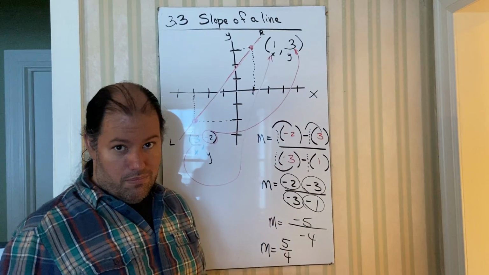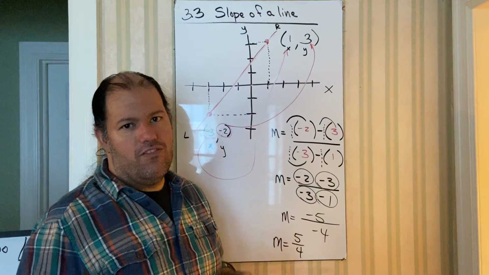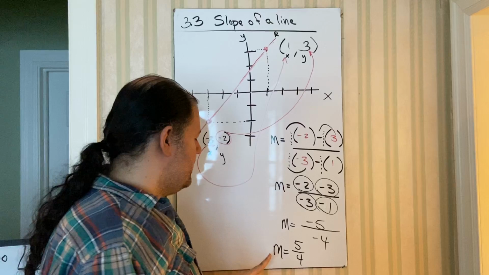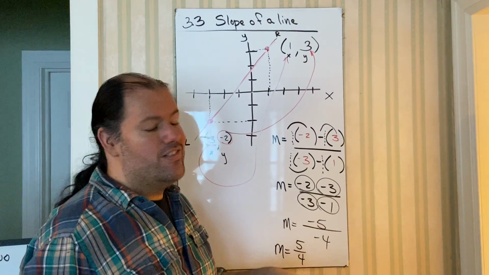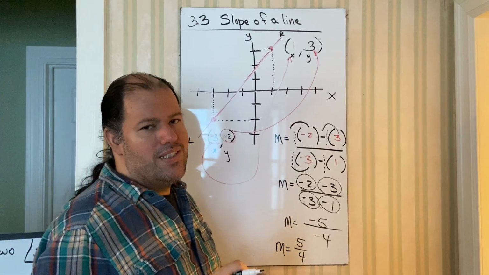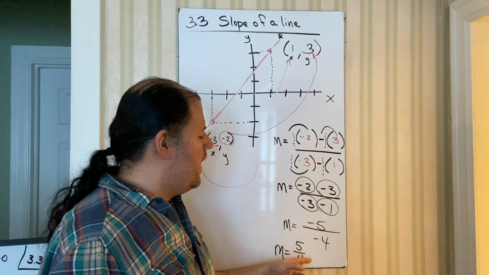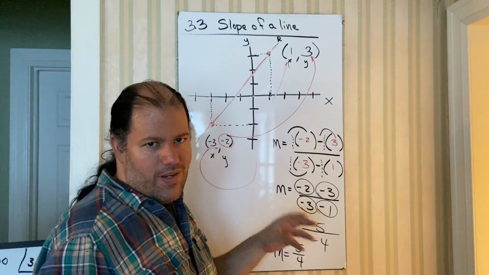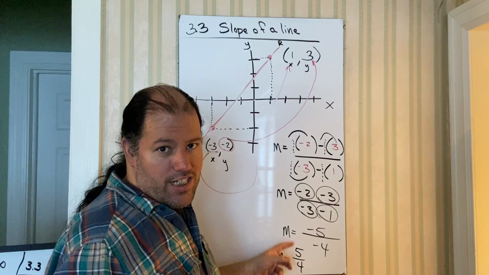Leave slope as a fraction. Do not convert it into a decimal. I know that 5 over 4 is 1.25. Do not do that. Alex wants it as a fraction. I know some of you say, well, I can put this as 1 and 1/4. Leave it as an improper fraction.